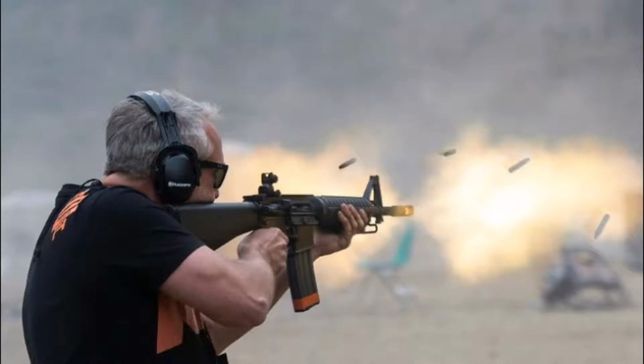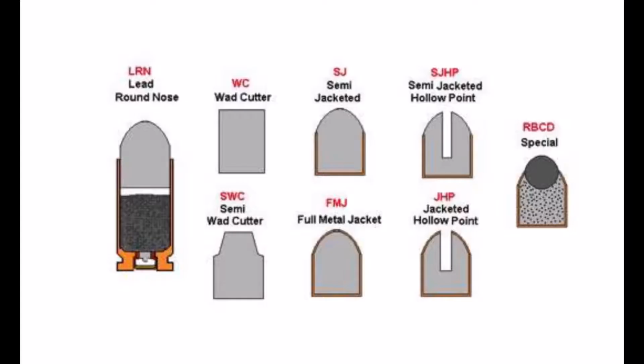Assault rifles. An assault rifle is a selective fire rifle that uses an intermediate cartridge and a detachable magazine and has an effective range of at least 300 meters.